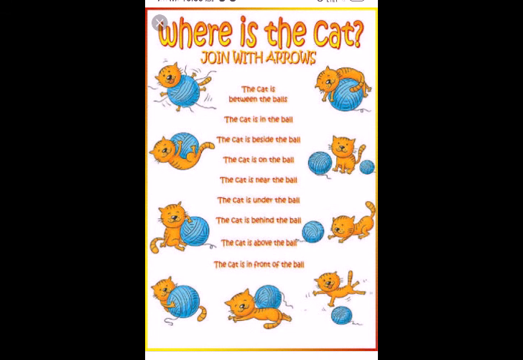Now third sentence, the cat is beside the ball. Beside means sitting on the side. In which picture can you see it sitting beside? Yes, it is the third, on the right hand side. Next, the cat is on the ball. On means on the top. So you can see on the right hand side only, first picture, the cat is on the ball.